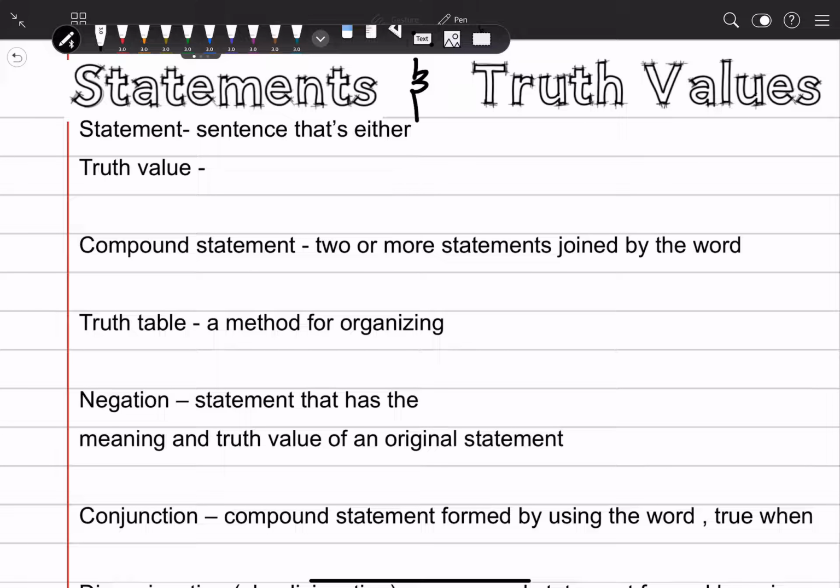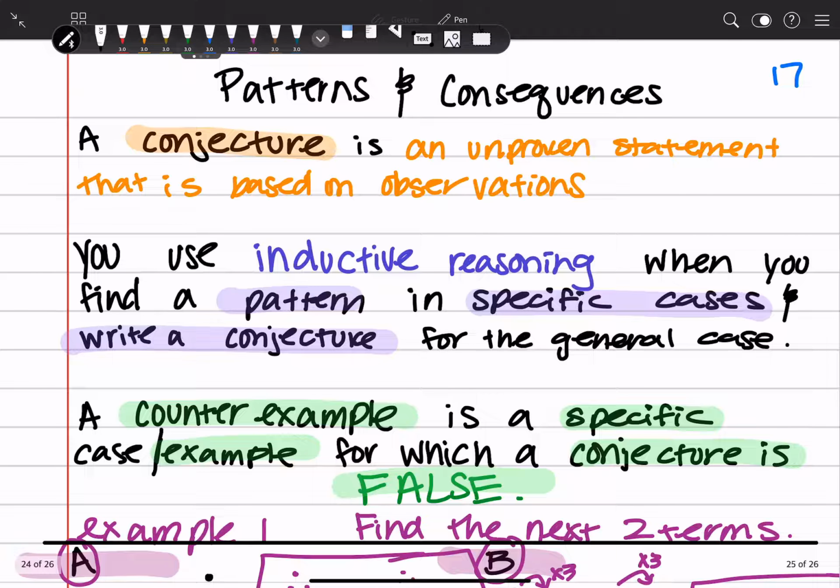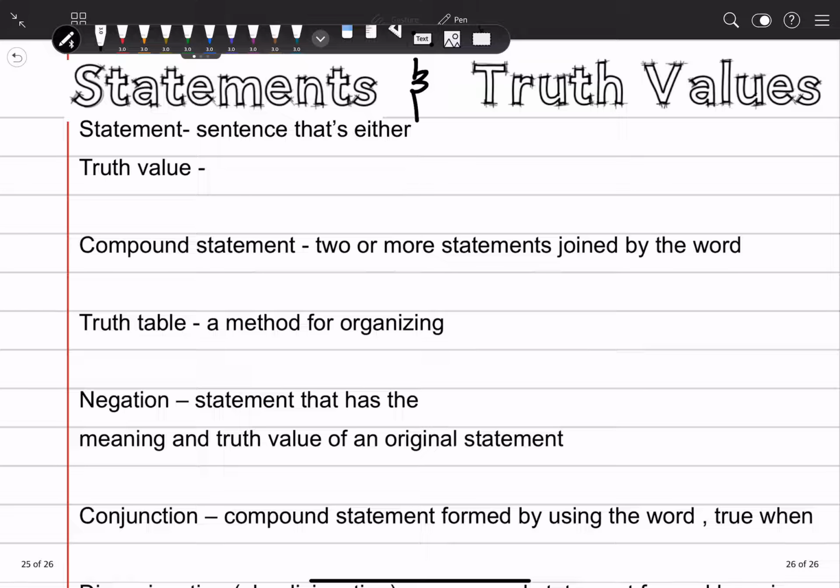Hey everybody, so we talked about patterns and conjectures yesterday, all of this stuff, and we talked about using inductive reasoning. Well, a lot of this is the beginning of what we're going to be using, including today's lesson. It's going to help us with our logic, just like we talked about yesterday. So same thing here, we're going to be talking about statements and truth values. Now, you won't necessarily see this on this test, but it will help you figure it out and helps you see the process behind what we're going to be doing right after this.